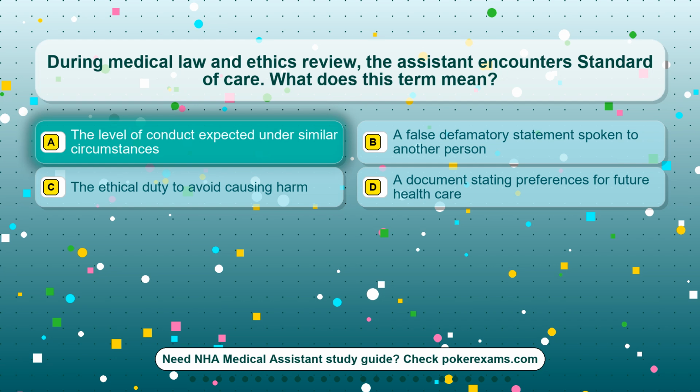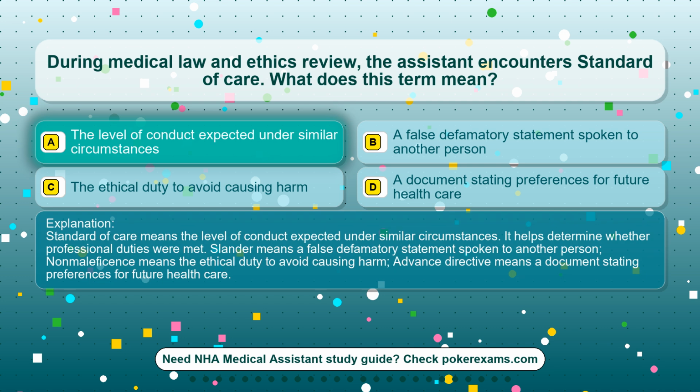The correct answer is option A, the level of conduct expected under similar circumstances. Standard of care means the level of conduct expected under similar circumstances. It helps determine whether professional duties were met. Slander means a false defamatory statement spoken to another person. Non-maleficence means the ethical duty to avoid causing harm. Advance directive means a document stating preferences for future health care.